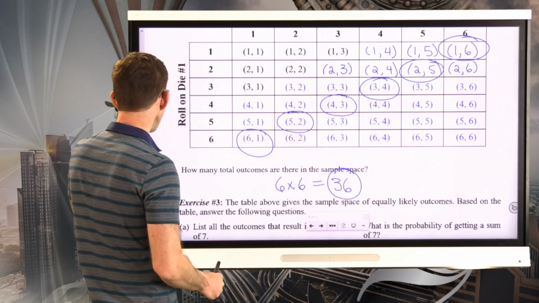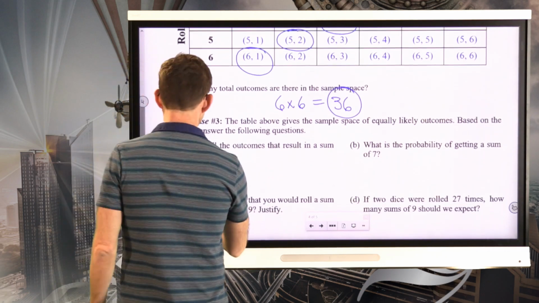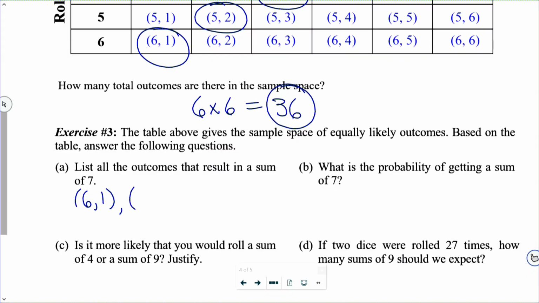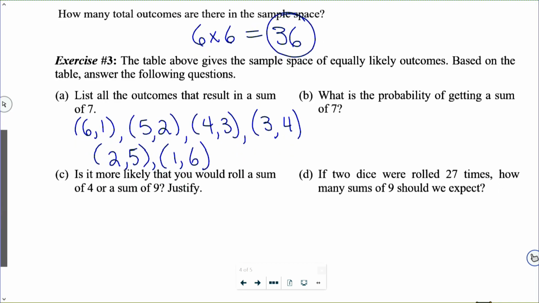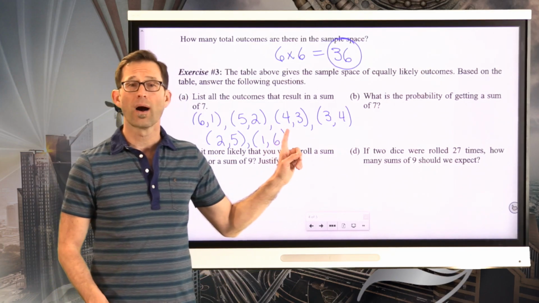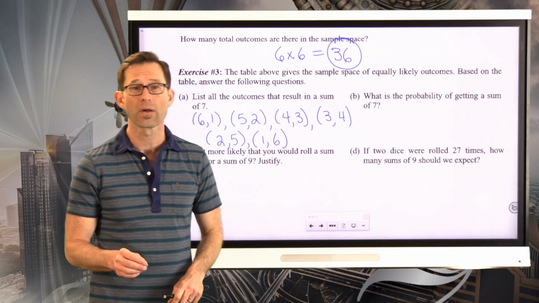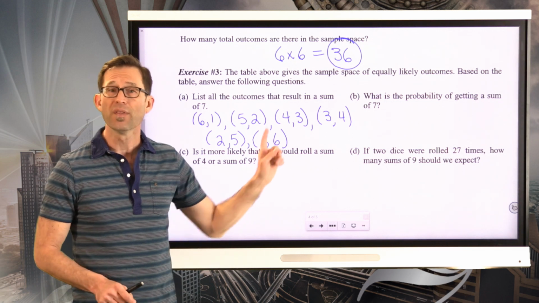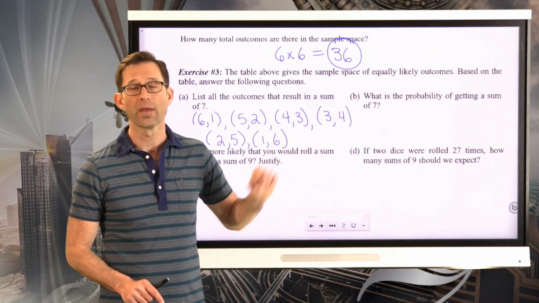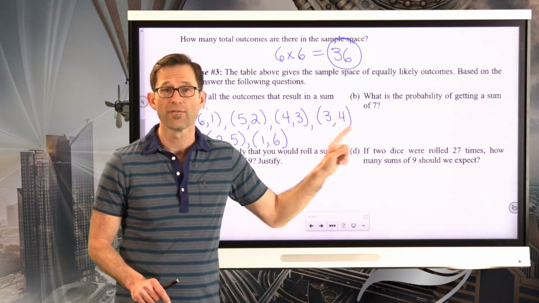So what are all the outcomes that result in a sum of 7? Well, 6 comma 1, 5 comma 2, 4 comma 3, 3 comma 4, 2 comma 5, and 1 comma 6. And again, I can't emphasize enough that even though something like 4 comma 3 and 3 comma 4 seem like they're the same outcome, they aren't. Do they both fall into the category of a sum of 7? Yep. But in this case, we got a 4 on the first die and a 3 on the second, and in this case, we got a 3 on the first and a 4 on the second.